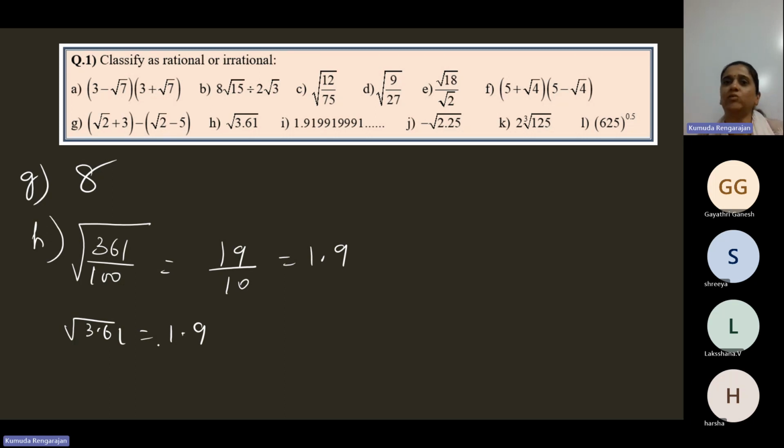So 1.9 into 1.9 is 3.61. You can either write 1.9 directly or you can convert that to a fraction, 19 by 10, and then 1.9. So what is this? Rational. Why? It's a terminating decimal, so it's a rational number. 1.9 is a terminating decimal, and hence it's a rational number.